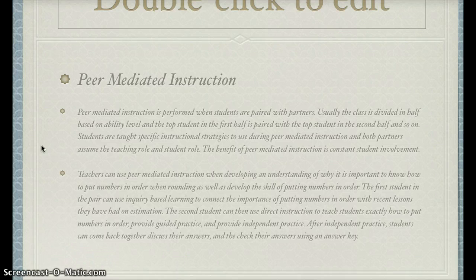And then the second student could be the one to do the direct instruction approach, and that student would teach exactly how to put numbers in order. They would provide the guided practice for that, independent practice, and then after independent practice, it'd be important for the students to come back together to discuss their answers and also check their answers, because we want to make sure that the kids are understanding and not getting incorrect answers.